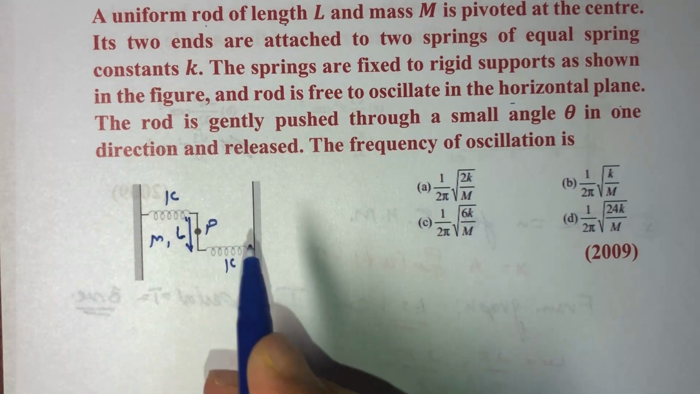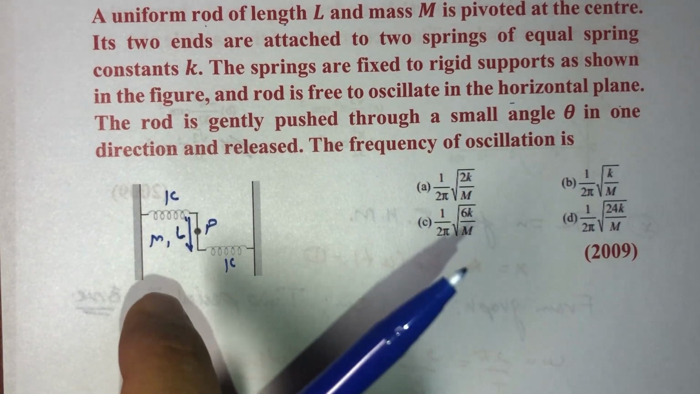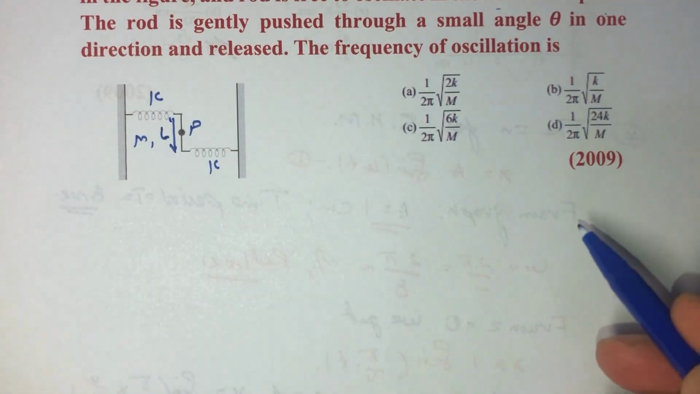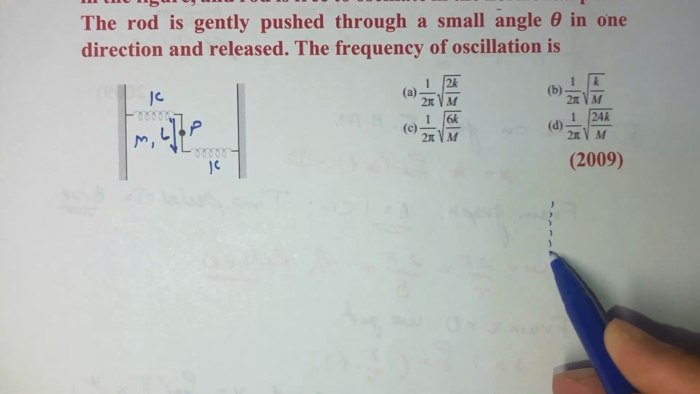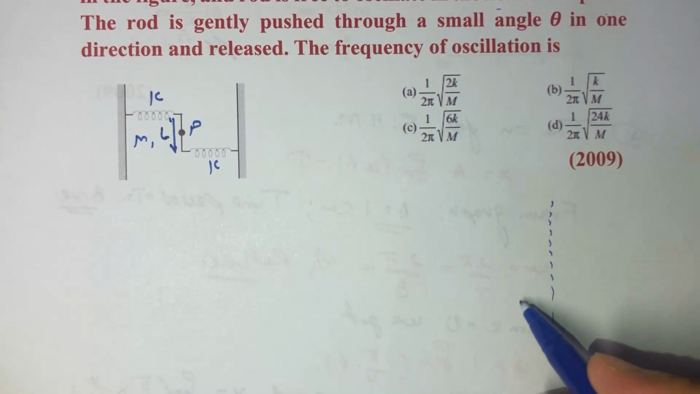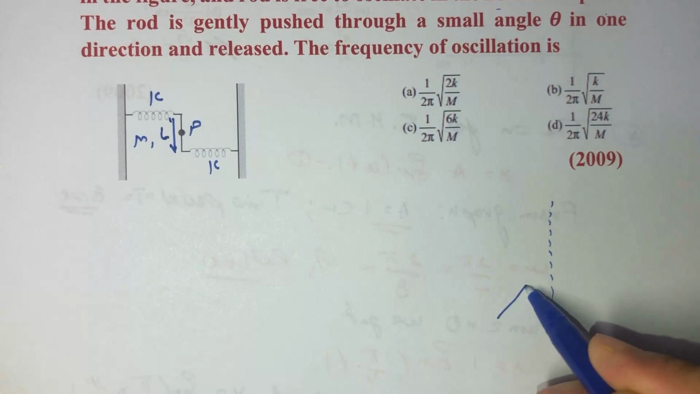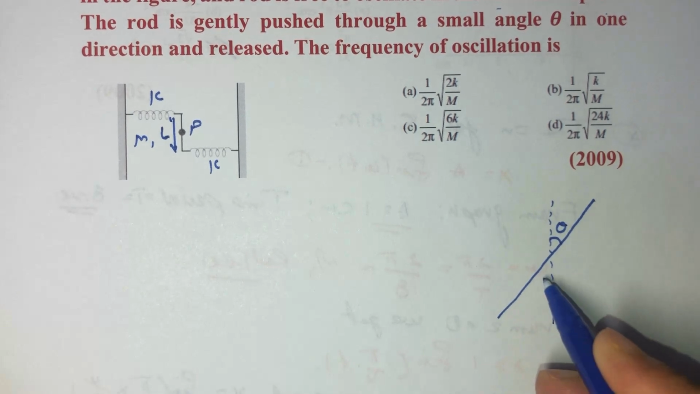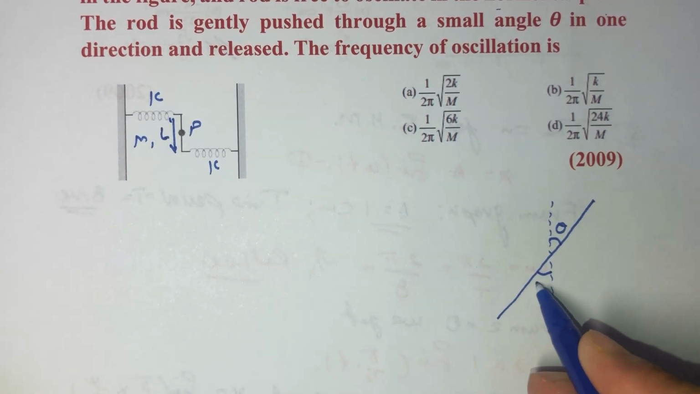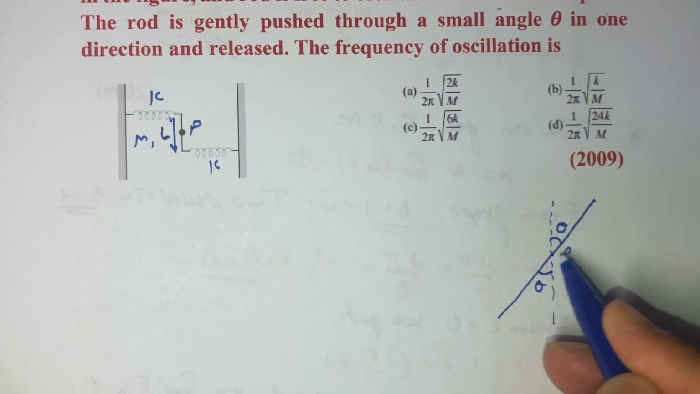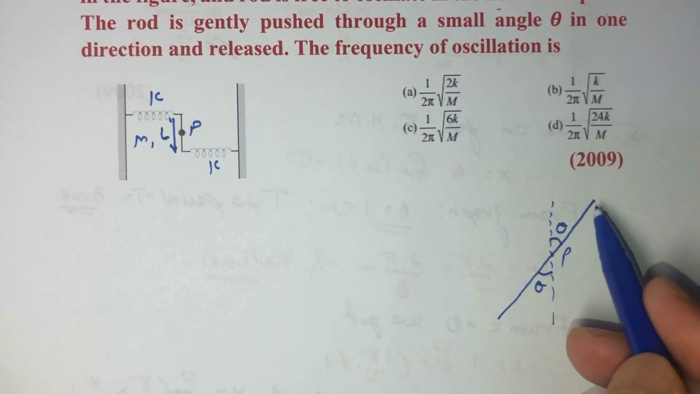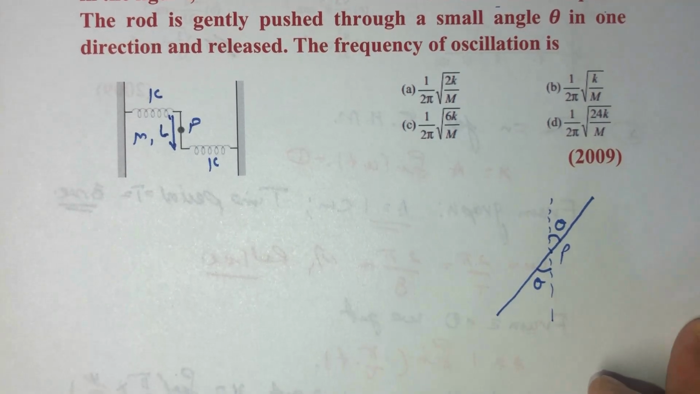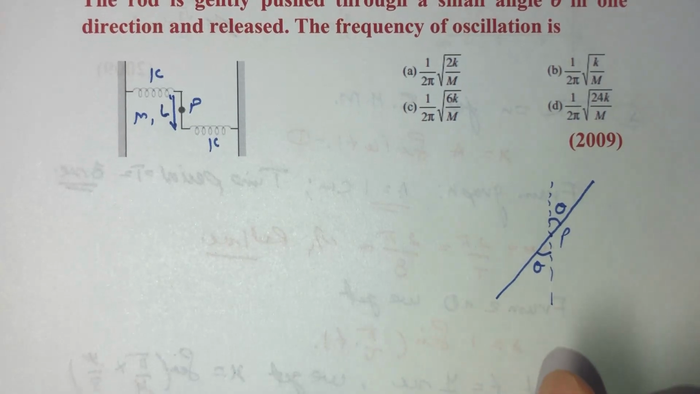Let us suppose this point is P, and it is given a small push through an angle of small theta, which basically means that this is the initial position of the rod, and now it is given a small push such that it makes an angle of theta with the vertical. So this is angle theta, and this is point P. And we have to find out what will be the frequency of oscillation of this rod.